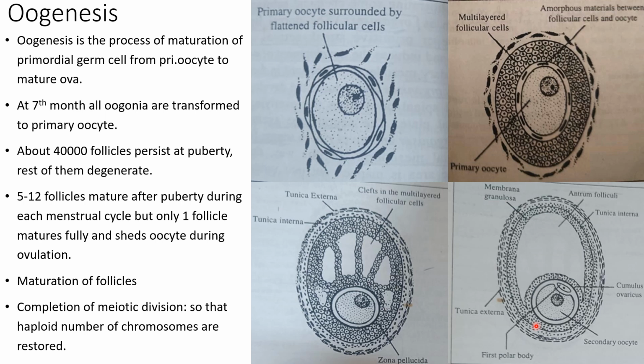Now simultaneously meiotic division is also occurring. We have seen that the primary oocyte will start the first meiotic division in prenatal life. At the seventh month, the primary oocyte will enter into the prophase of first meiotic division. After birth, there is release of oocyte maturation inhibiting hormone by the follicular cells. So it will arrest the prophase of first meiotic division in the dictyotene stage.